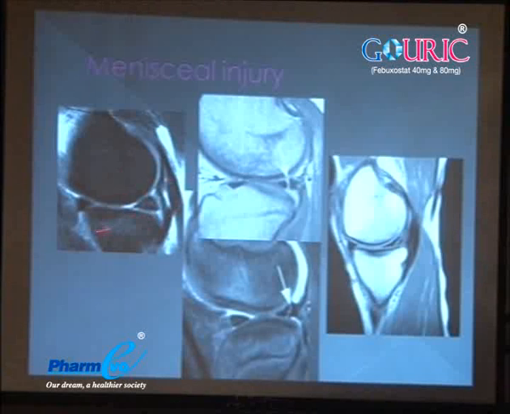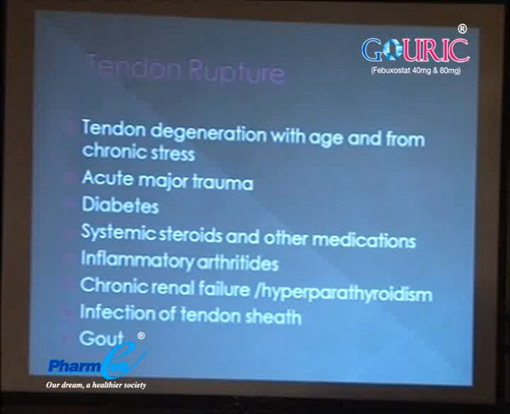Now this is a grade 1 tear, which is really a degenerative change. You see this here. There's a very big tear here, which is seen by this high signal. That's a tear. And similarly over here and over here. So these are meniscal tears.